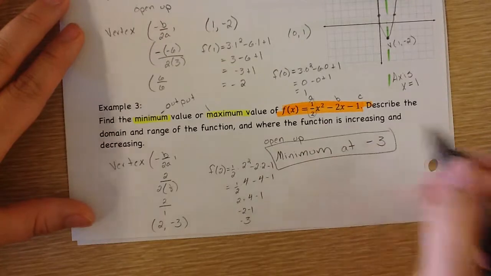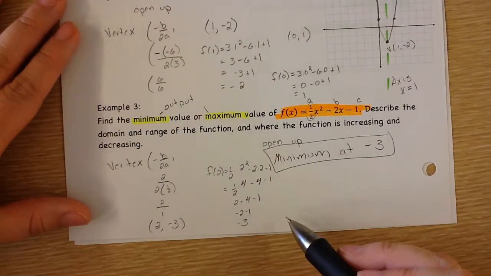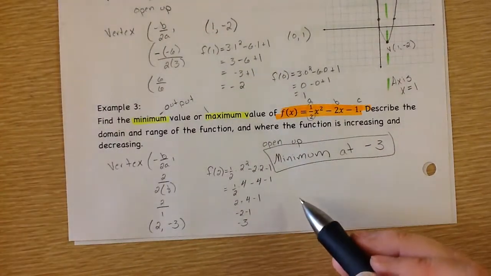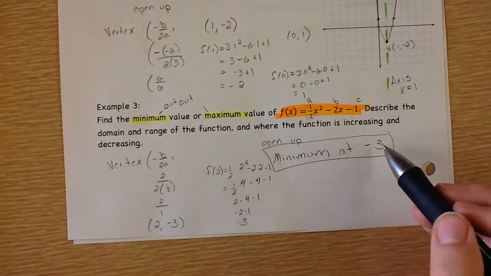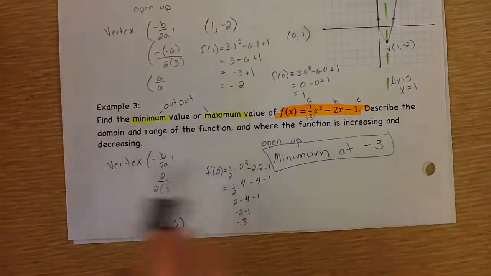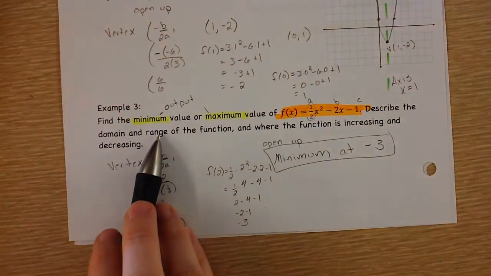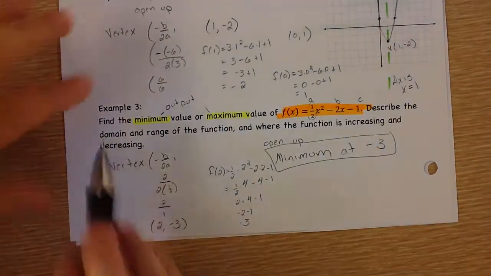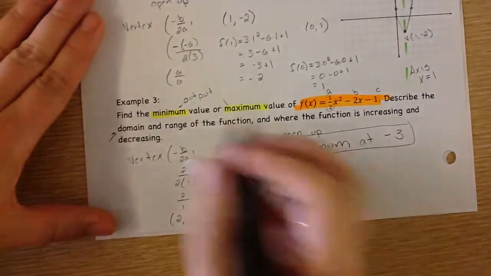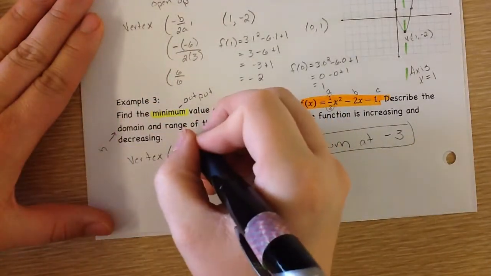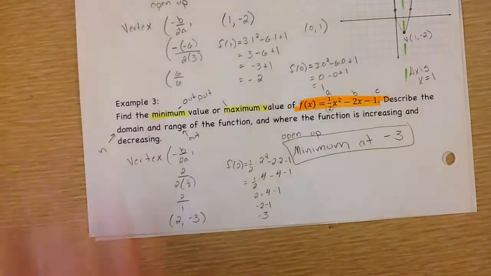That's the smallest this graph is ever going to be, meaning I can't put anything in it and get out something that's smaller than negative 3. So we found the minimum. It says describe the domain and the range. So my domain, again, is what numbers I can put in. Again, remember, domains are the numbers I put in. The ranges are the numbers you get out.